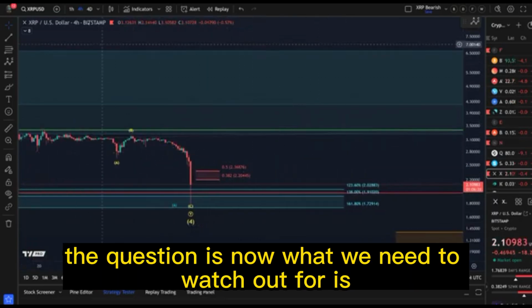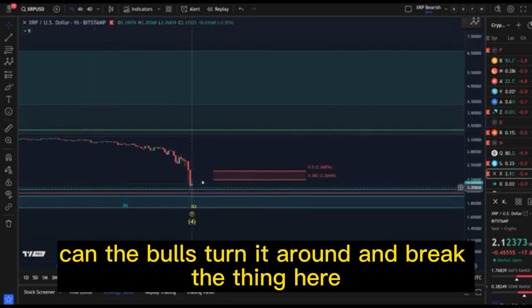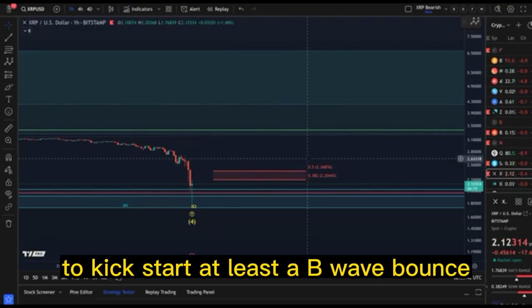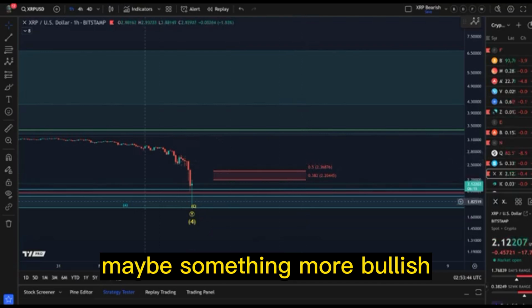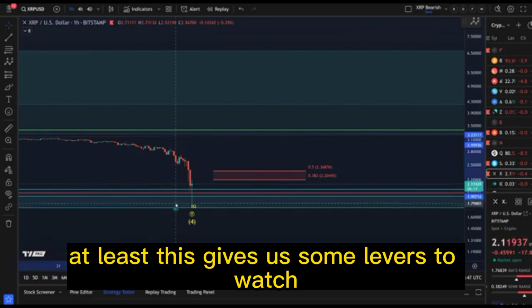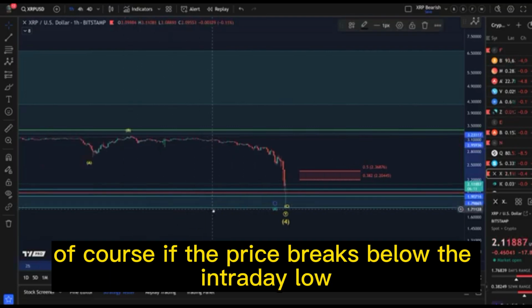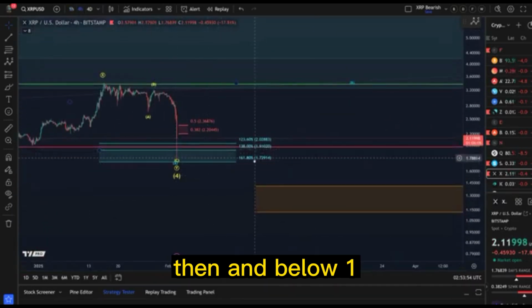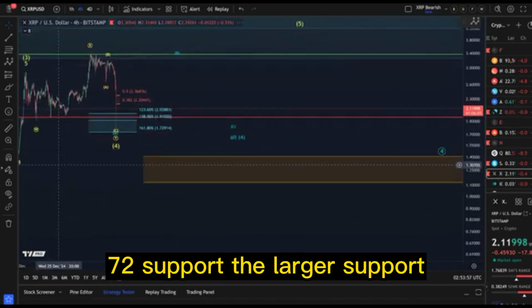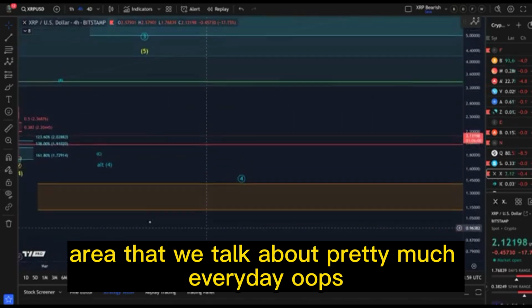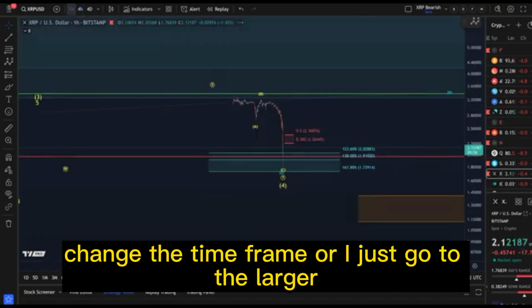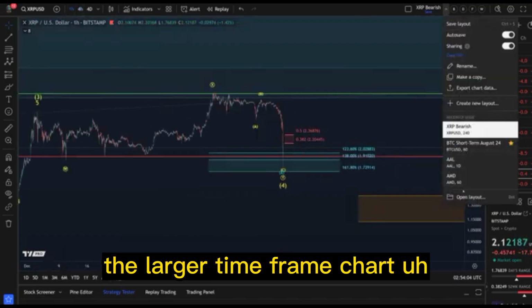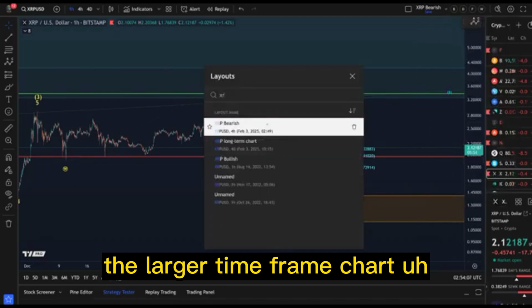The question now is, what we need to watch out for is can the bulls turn it around and break above 236 to kickstart at least a B wave bounce, maybe something more bullish. I think tomorrow we should know more. At least this gives us some levels to watch. Of course, if the price breaks below the intraday low and below 172 support, the larger support area that we talk about pretty much every day, that larger support area will come into play then, right?